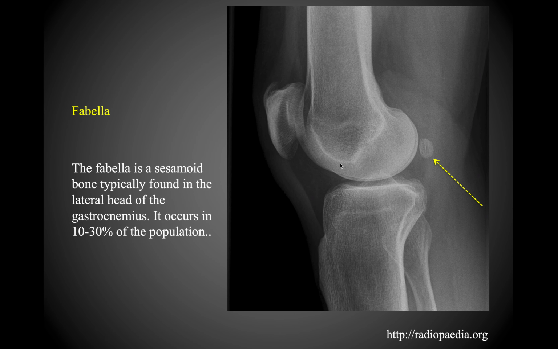The fibella is similar to the patella in that it's a sesamoid bone, and it's typically found in the lateral head of the gastrocnemius. It's usually found in about 10 to 30% of the population. So it's not super infrequent, and it's totally normal for somebody to have a fibella. You want to be aware of that when you're looking at an X-ray of the knee, that if you see this osteoid-like density just posterior to the femoral condyle, you know that you're looking at a fibella.